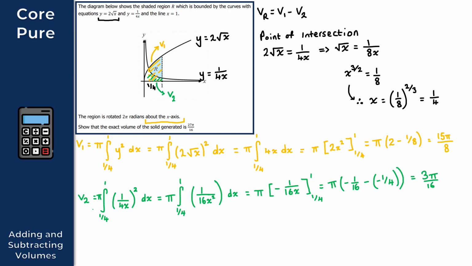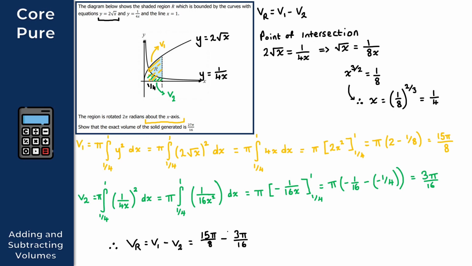So we're pretty much done here. So we'll go back to the original pen color that we started this question in. So for the volume of the shaded region R, that's V subscript R, that is equal to V1 minus V2. So in that case, what do we get here? Well, V1, that was 15 pi over 8. We then subtract V2 here. So V2 is 3 pi over 16.